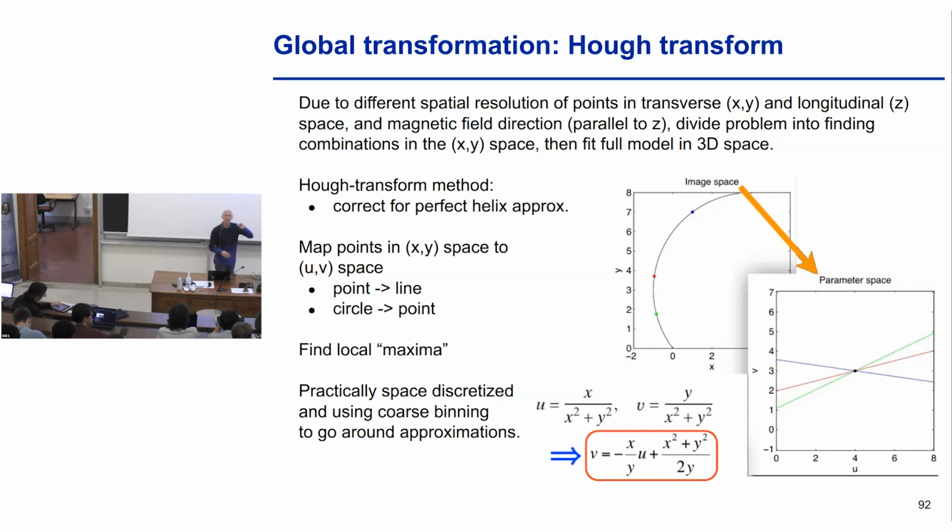So I can take every single point, and you see these three different colors, and each becomes a line. Then the problem becomes finding the intersections of these lines. That point in UV, I can map back to the circle in the XY, and that's my trajectory, which is brilliant.